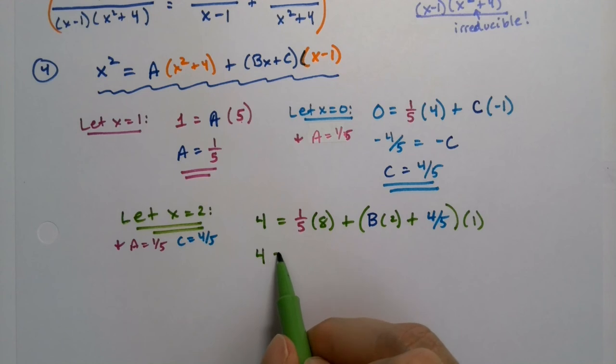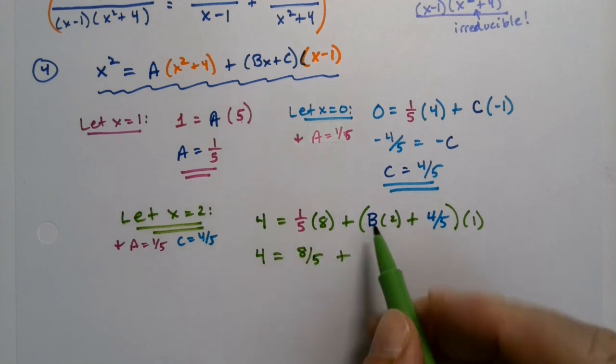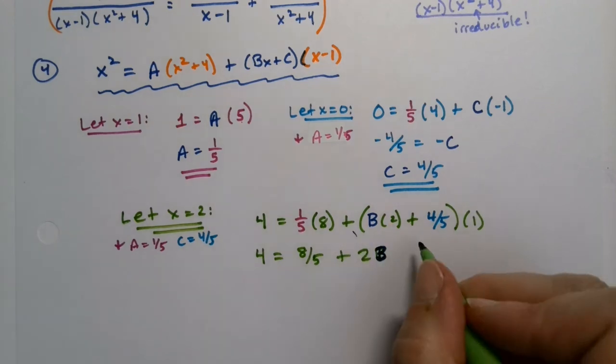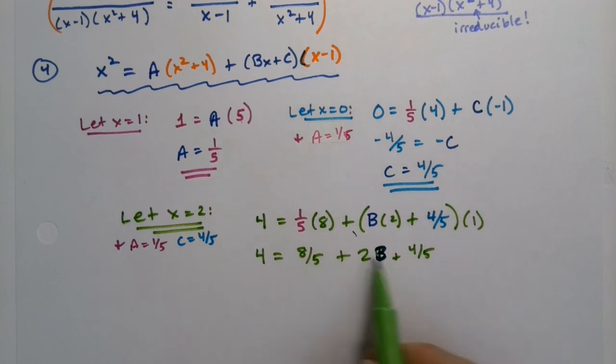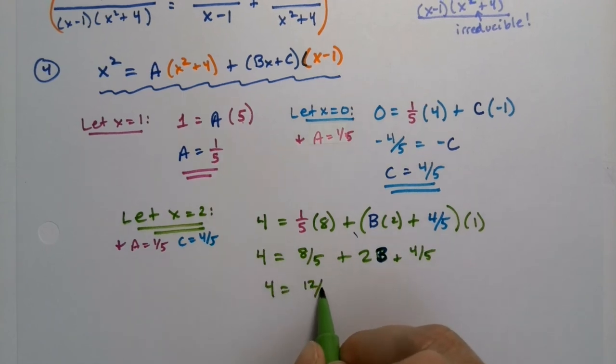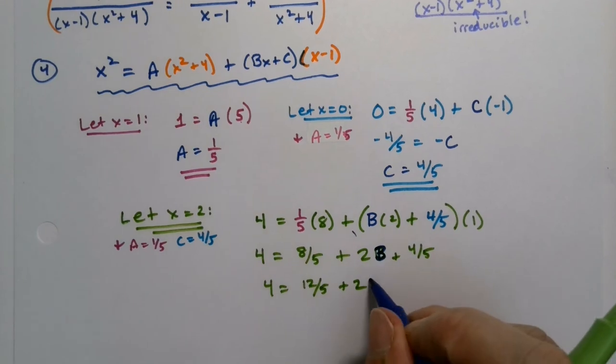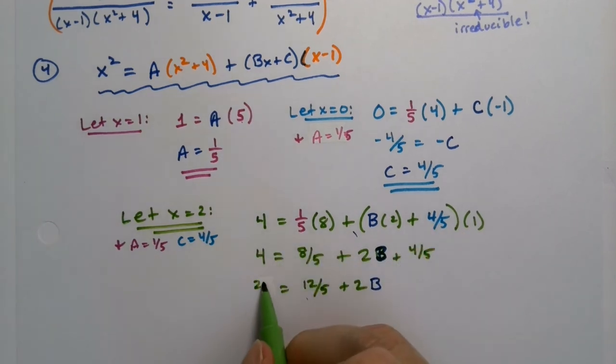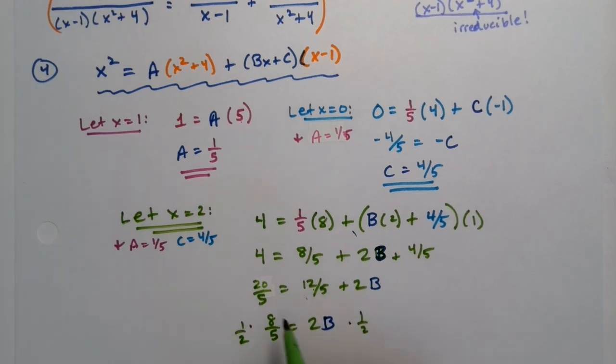All right, so 4 equals 8/5 plus 2b plus 4/5. So putting these two together, they make 12/5. 4 equals 12/5 plus 2b. Subtract the 12/5 to the other side. So this is 20/5. Take away 4/5. Matter of fact, I'll rewrite it that way, just so you guys can see it. This is 20/5. When I take away 12/5, that'll be 8/5 equals 2b. To get rid of the 2, you multiply both sides by a half, and that'll get you positive 4/5.